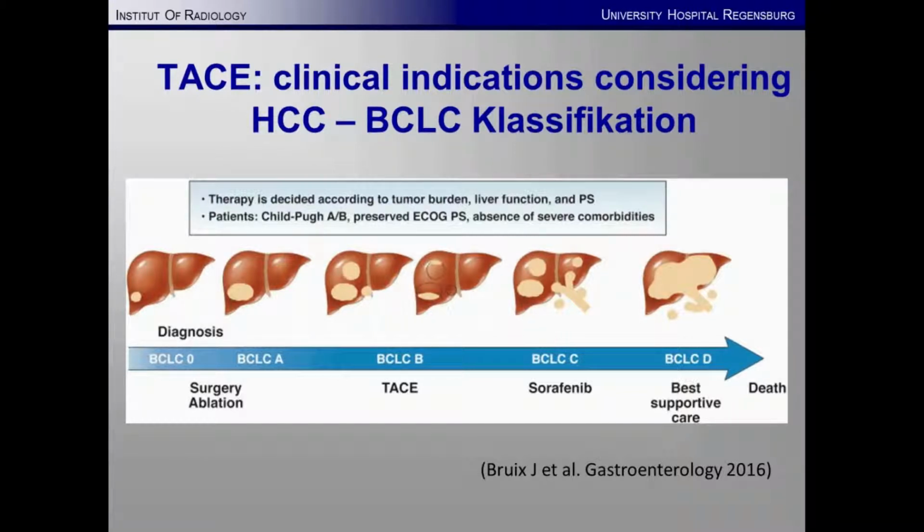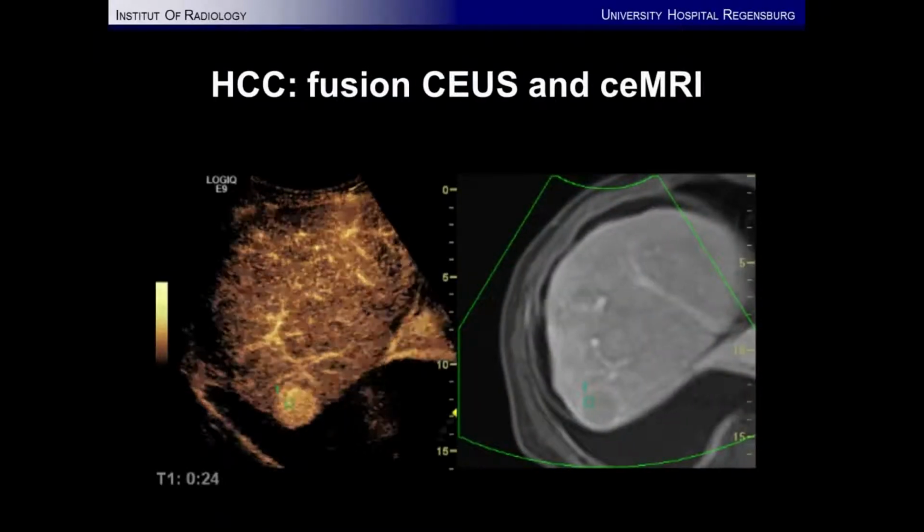Tumor selection means TACE is a very good way if you have a tumor in one part of the liver, in cases where liver surgery is not possible. Considering the Barcelona classification, it is stage B. Now we also have from the literature some cases of successful embolization in stage C1, but normally we use it for stage B.